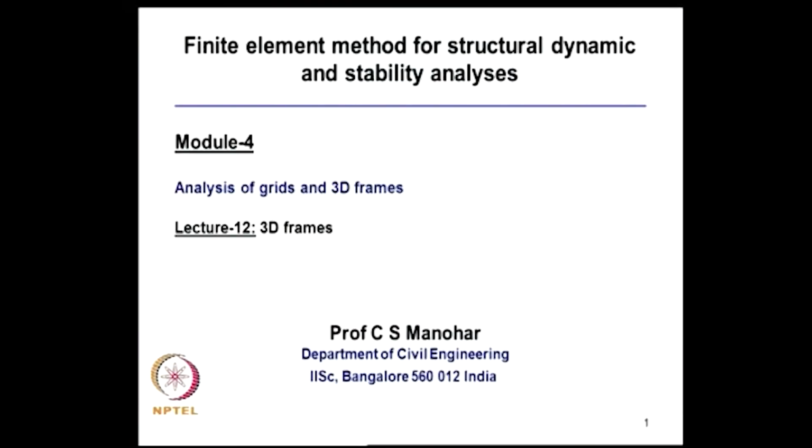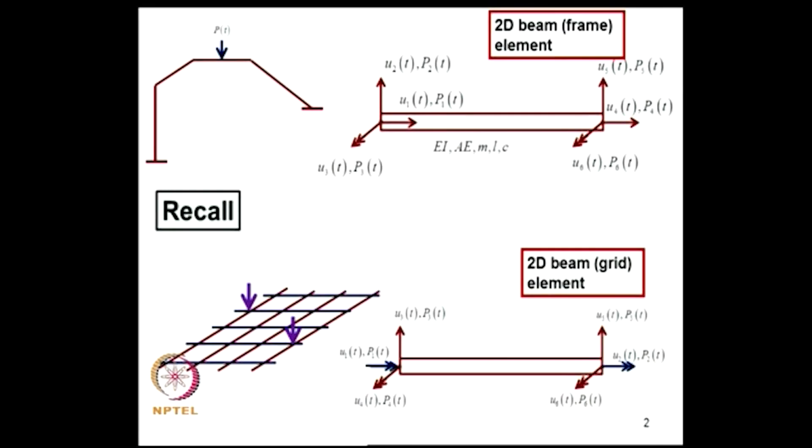We have been discussing vibration analysis of planar frames, grids and 3D frames. So, we will continue with that discussion. In a planar frame the load resisting mechanism is essentially through bending and axial deformation, and the degrees of freedom in a typical beam element will have 2 axial deformations, 2 transverse displacements and 2 rotations.